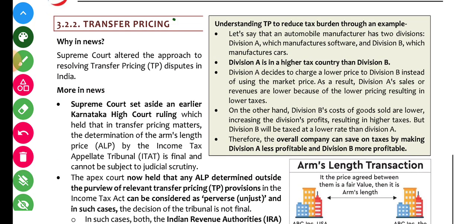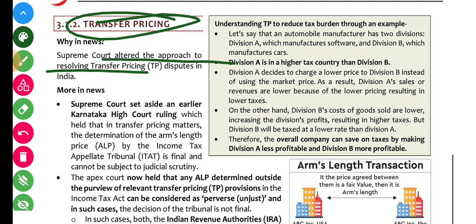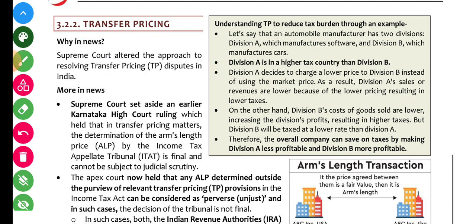Next is transfer pricing. The Supreme Court altered the approach to resolving transfer pricing disputes in India. The recent Supreme Court ruling set aside an earlier Karnataka High Court ruling which held that in transfer pricing matters, the determination of the arm's length price lies with the Income Tax Appellate Tribunal.